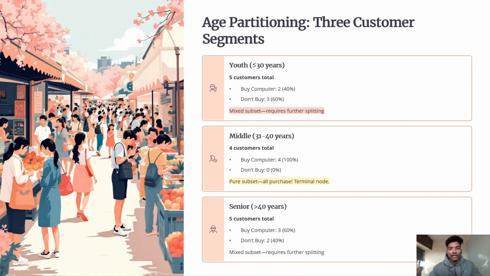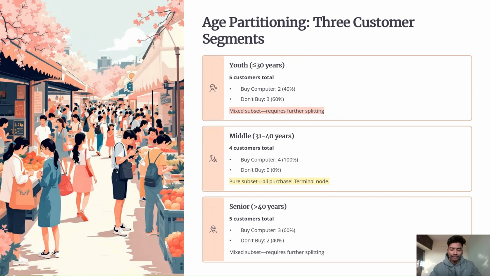Now let's talk about the age-based partitioning. When we split on age, we get three groups. Youth: 5 customers, 2 buy, 3 don't, mixed, needs further splitting. Middle aged: 4 customers, all 4 buy computers, a pure node that becomes a leaf. Senior: 5 customers, 3 buy, 2 don't, mixed, needs further splitting. So age helps us separate the dataset effectively.